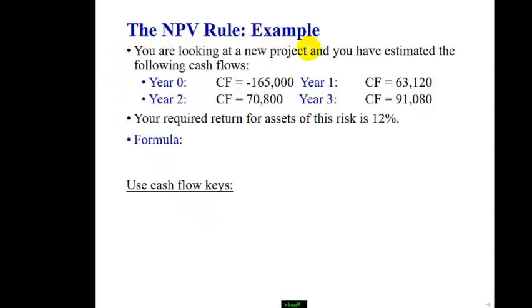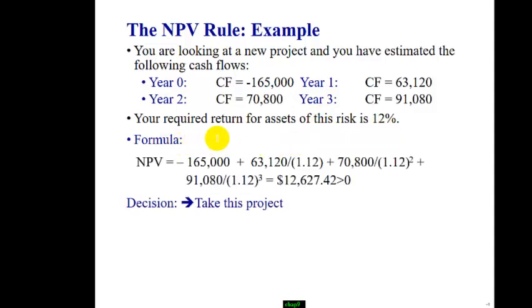Let's take a look at one example. At initial time 0, you spend $165,000. Then you're going to receive 3 positive cash flows. The discount rate is 12%. If we go with the formula, we discount each future cash flow one by one: first year cash flow, second year cash flow, third year cash flow, plus the initial outflow. Then the NPV is positive, which means our recommendation is to go ahead and accept this project.